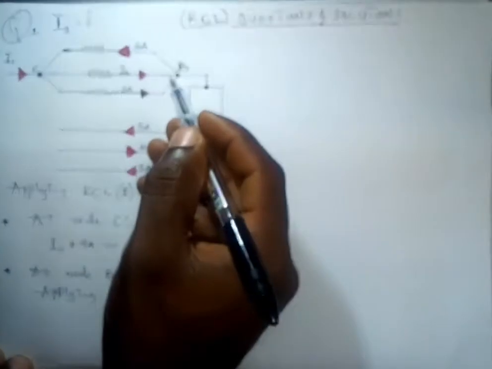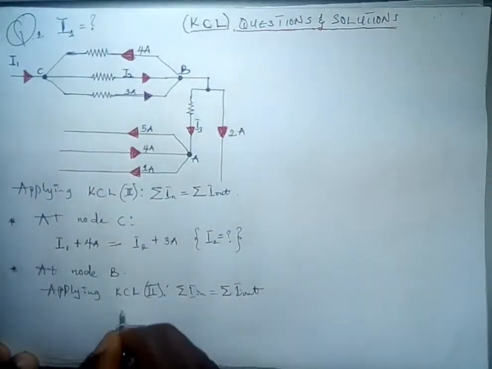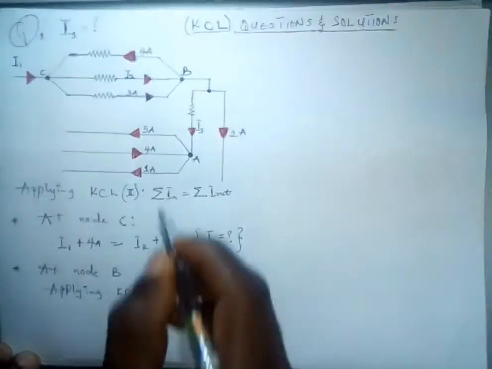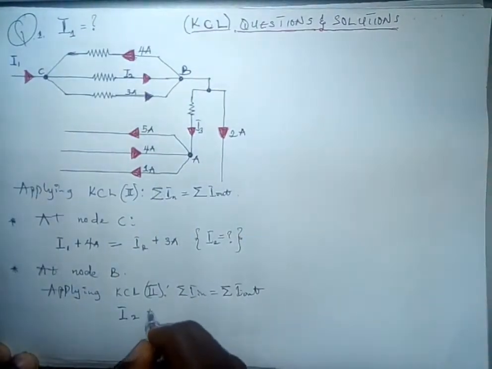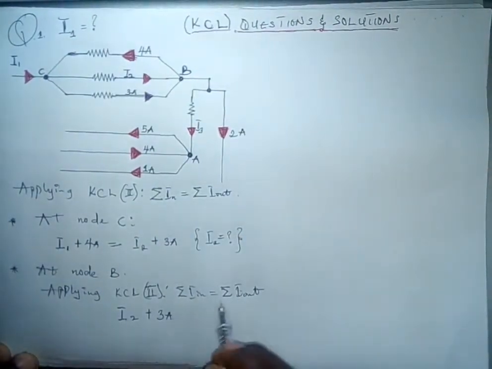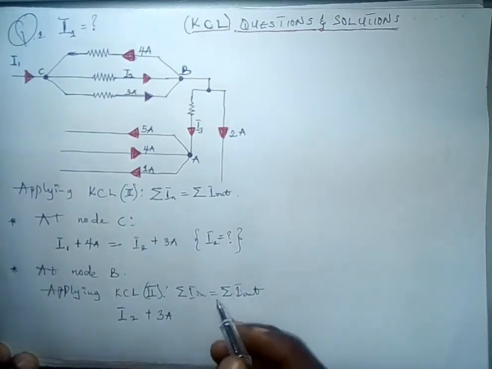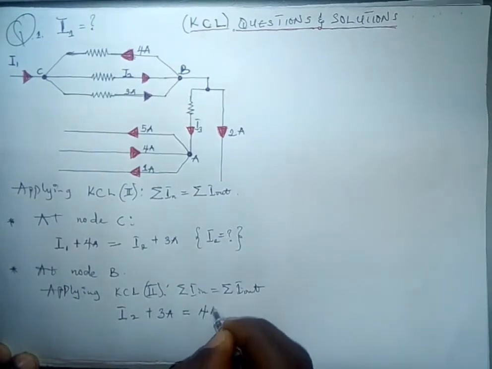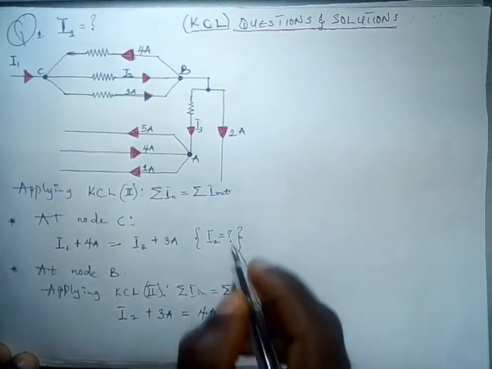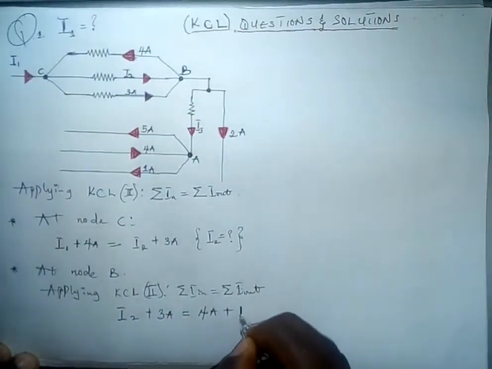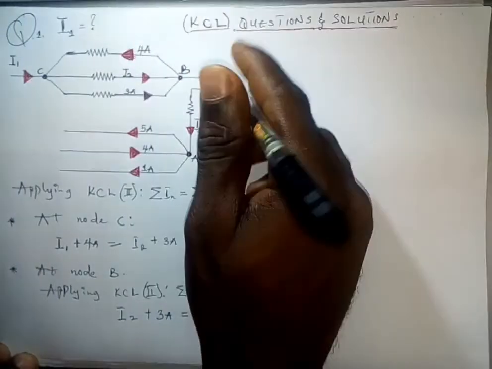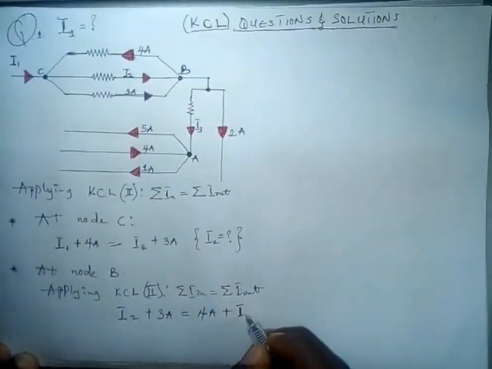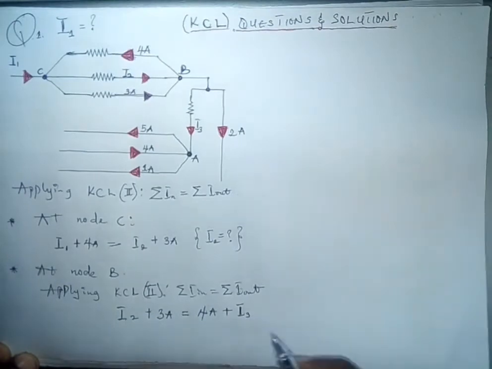So what are the currents entering node B? We only have I2 entering node B. Not only that, we also have 3 ampere plus 3 ampere entering node B. So which ones are leaving? We have 4 ampere leaving, plus I3 is also leaving. Since they are all coming with, we don't have issues here. All of these two are coming from B, so we are going to take them as part of the currents that are leaving node B.